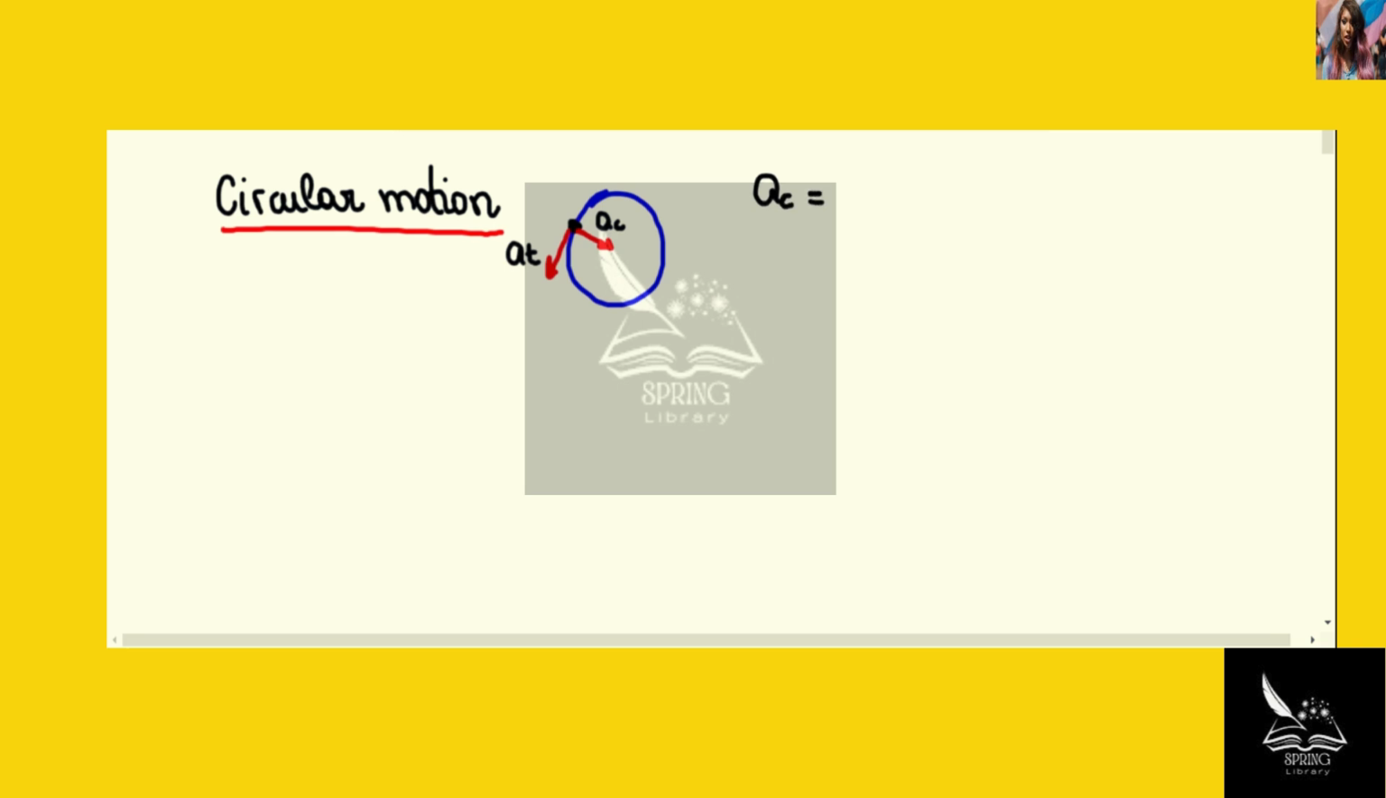The centripetal acceleration accounts for the change in direction of the velocity and is equal in magnitude to v squared divided by r, where r is the radius of the trajectory. And the tangential acceleration is equal to dv/dt, and it accounts for the change in speed of the particle.